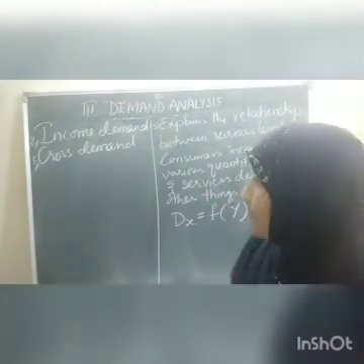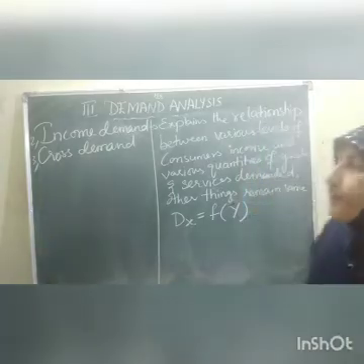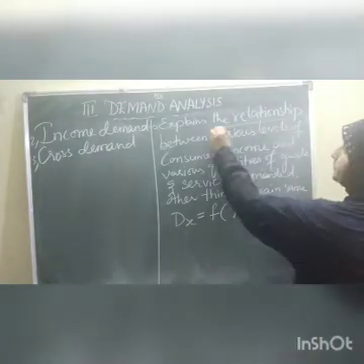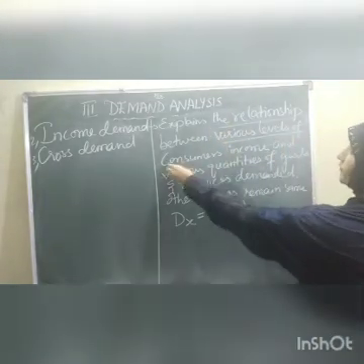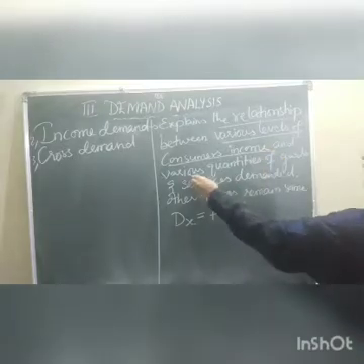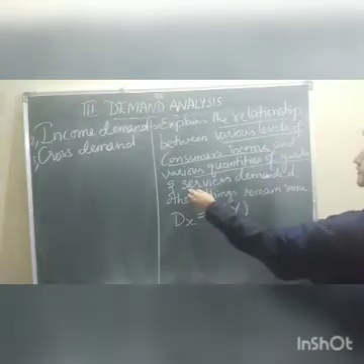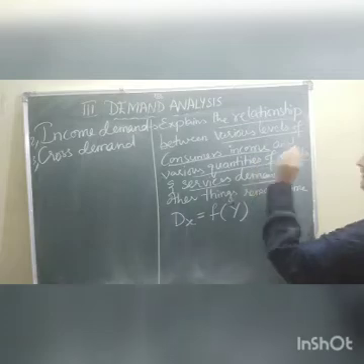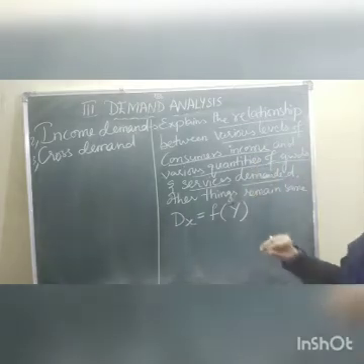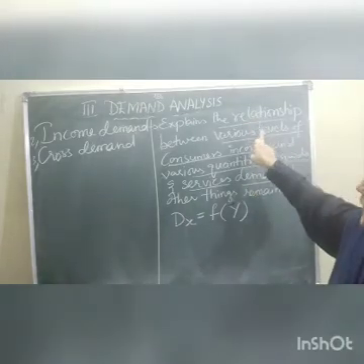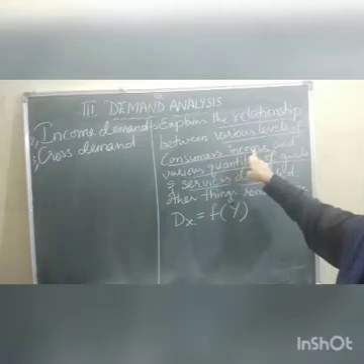What is income demand? Income demand explains the relationship between the various levels of consumers' income and the various quantities of goods and services demanded. Okay, what does it mean? It explains the relationship between the various levels of consumer income.